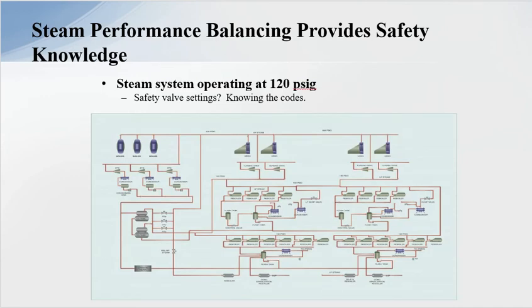The steam performance balancing provides safety knowledge, understanding where the safety valves sit in the system. A steam system operating at 120 psi, what are the safety valve set pressures? So if I'm putting a component into a 120 psi system, I need to know what the safety valve is set for. Possibly 150 psi, 366 degrees. So everything I put into the system must be rated for that.